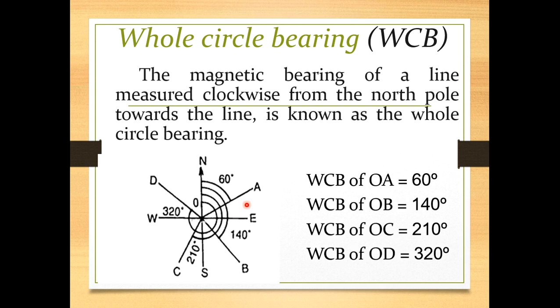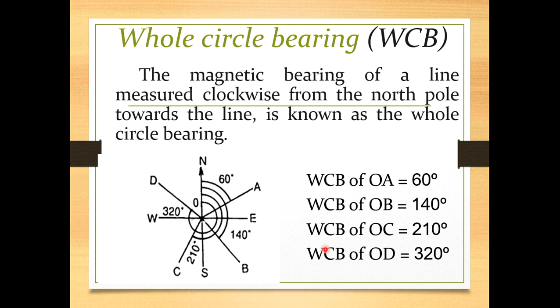So how to calculate WCB quadrant wise? First quadrant NE, line OA. WCB of OA is equal to 60 degree measured from the north pole in clockwise direction. So this is the 60 degree, right? Then WCB of OB, measured from north pole in clockwise direction. So total is 140 degree, right? WCB of OB is 140 degree.